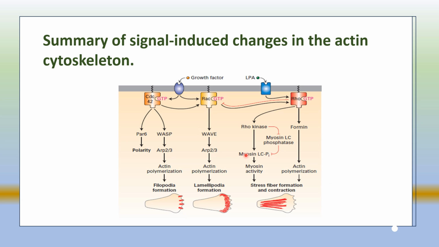And now all of these cytoskeletal changes lead to the formation of different components. In the case of CDC42, it leads to formation of filopodia. In the case of the Rac GTP bound form, it leads to the formation of the lamellipodia. And in the case of Rho GTP, it leads to the formation of the stress fibers and contraction. So this was the cytoskeletal elements. Here we focused on the proteins which are involved in the actin cytoskeleton. Next, we will take the microtubules.